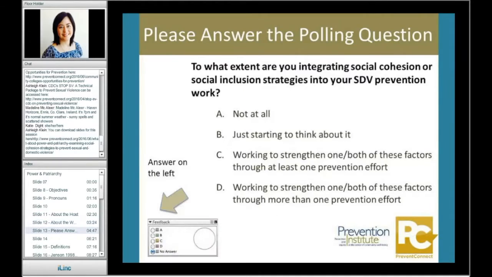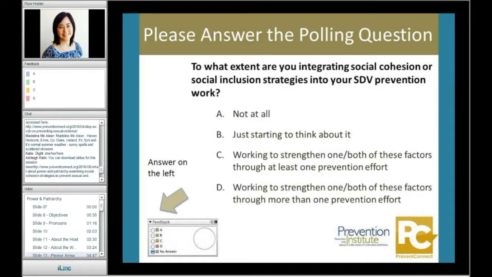So I'm going to turn it over to Casey. Yeah, so before we dive deep into this issue, we want to get an idea from you all about where you are in your own work. So we're going to do a polling question, and I'm going to launch it right now. In the bottom left-hand corner, you're going to see 4 options, A, B, C, or D, and the question is, to what extent are you integrating social cohesion or social inclusion strategies into your SDV prevention work?